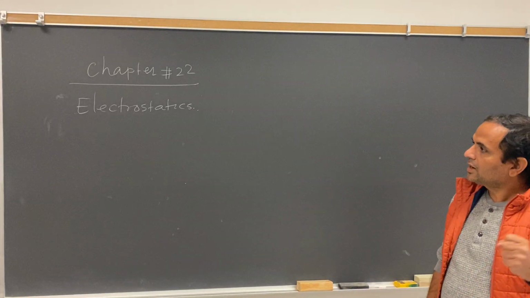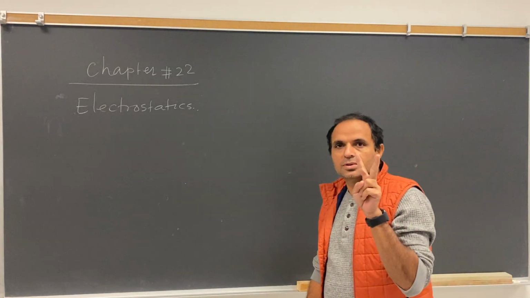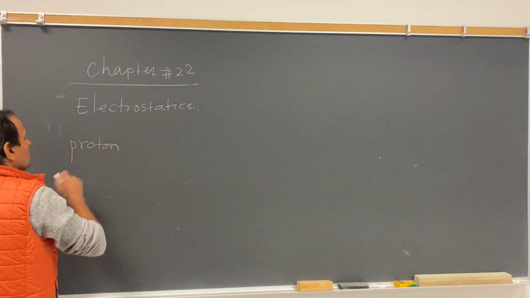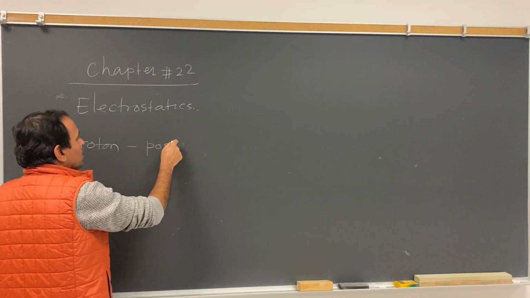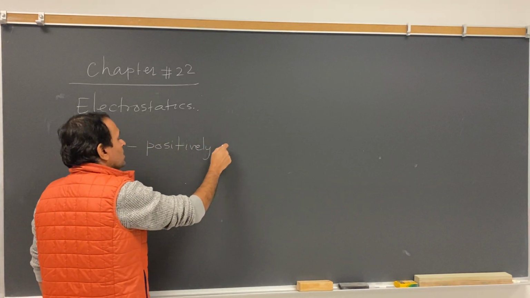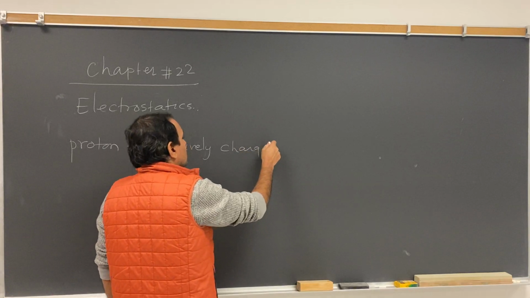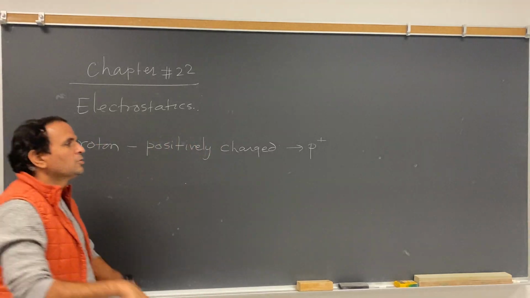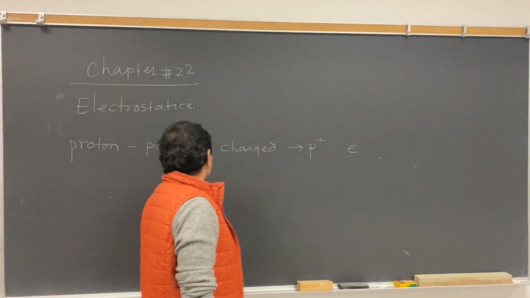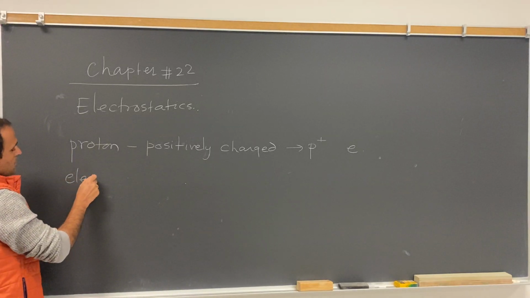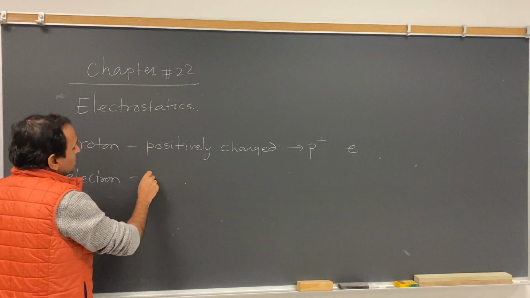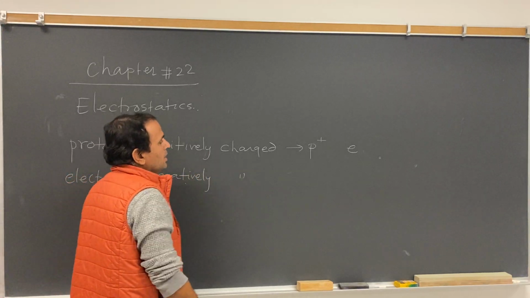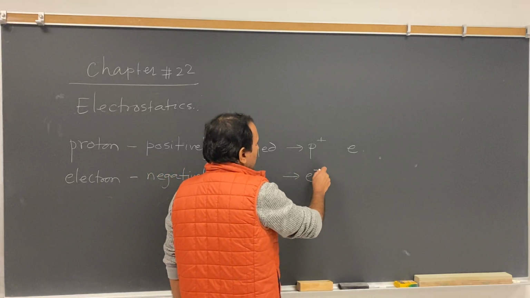So let us start with the charges. We have two types of charge. The proton is positively charged, and you can represent it like this, P plus. People also simply use E. And the electron is negatively charged, and you can write it as E minus.